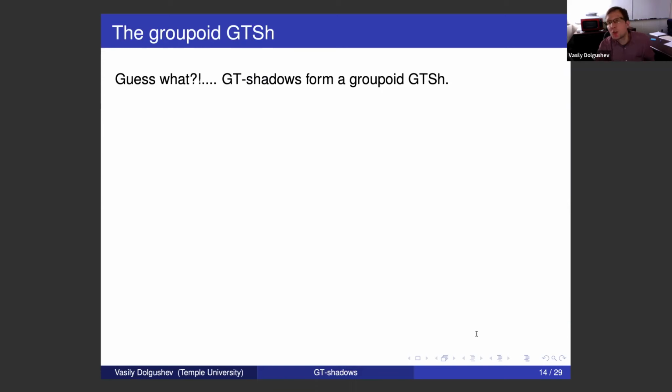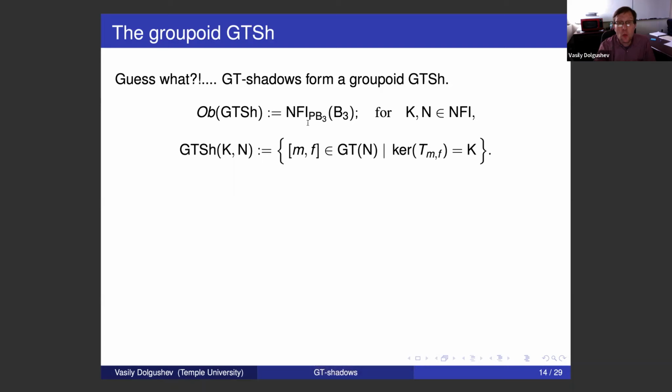Well, guess what? GT shadows form a groupoid. And GT shadows will be morphisms of this groupoid. So the set of objects is this poset. And then given K and N, morphisms from K to N are precisely GT shadows with the target N, where the kernel of TMF is K.